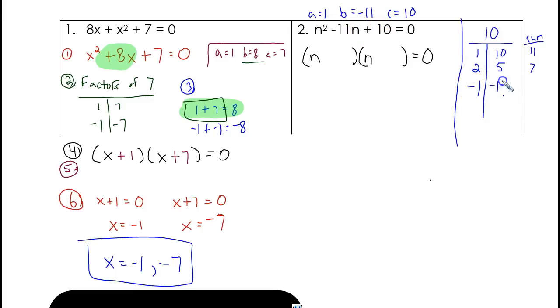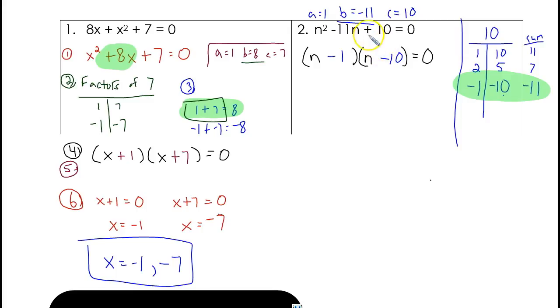but they both could be negative. And this is the case where -1 times -10 is +10. But when we add them together, we get our goal, which is -11. That is the winner chicken dinner. That's the one that adds to give us b, that adds to give us -11. So the -1 and the -10 get plugged in, and we're good to go.